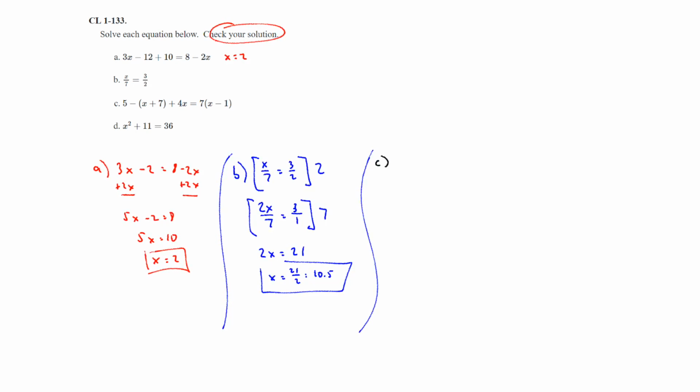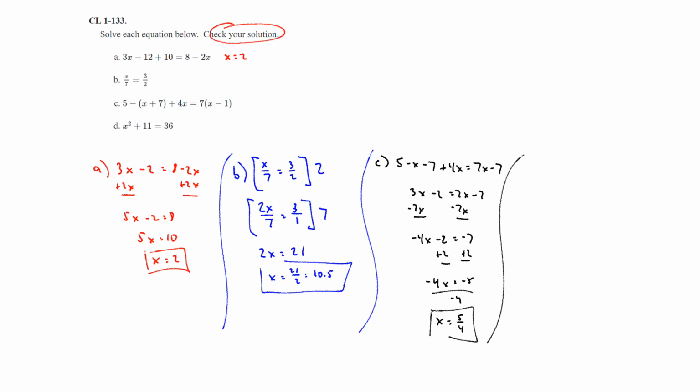On part C, distributive property, 5 minus x minus 7 plus 4x is equal to 7x minus 7. Combine your like terms, so what do we get here? We get 3x minus 2 is equal to 7x minus 7. I'm going to subtract 7x. So what would that be? Negative 4x minus 2 equals negative 7. Add 2 to both sides. Negative 4x equals negative 5. Divide by negative 4, and x is equal to 5 over 4.